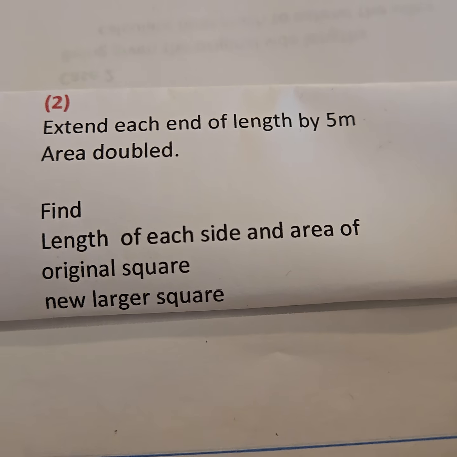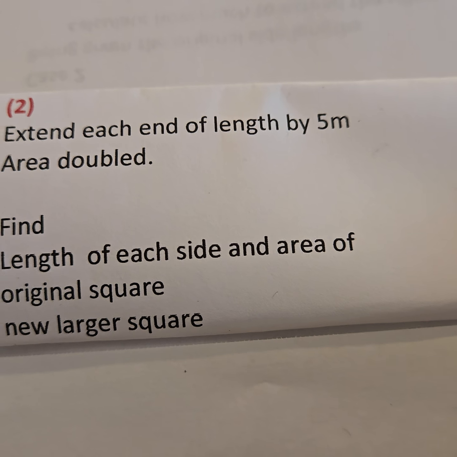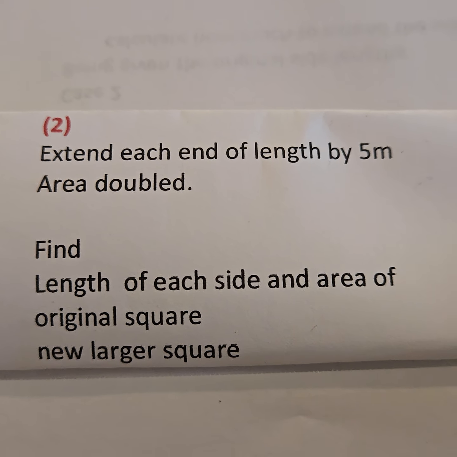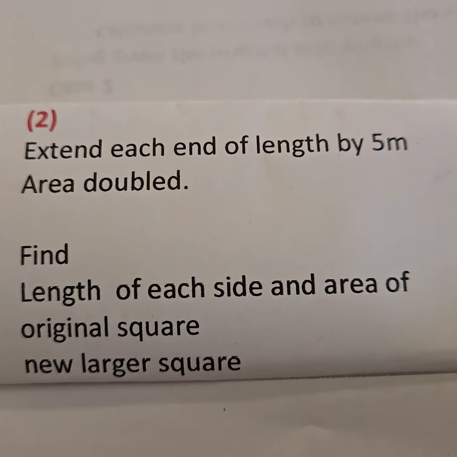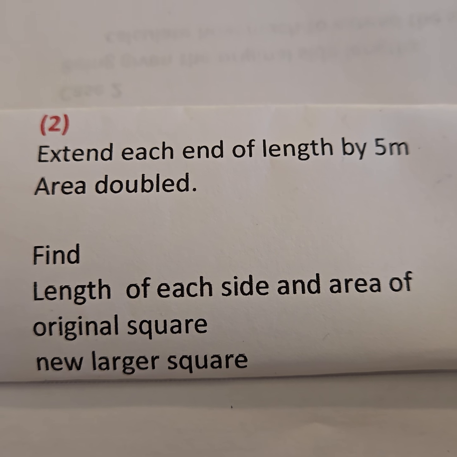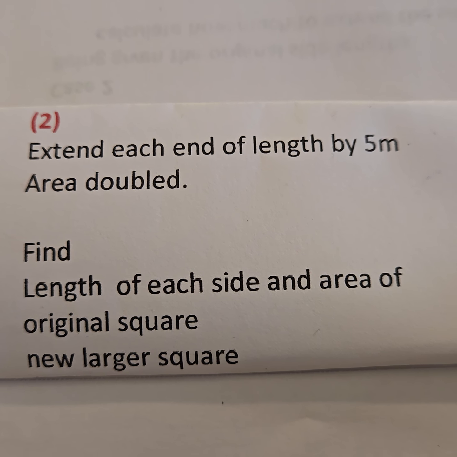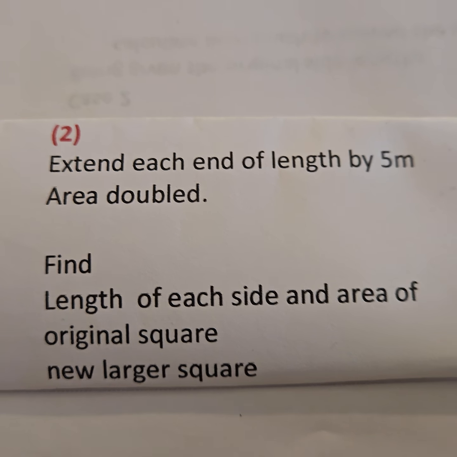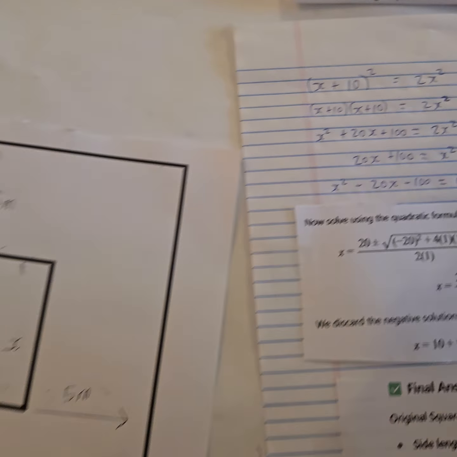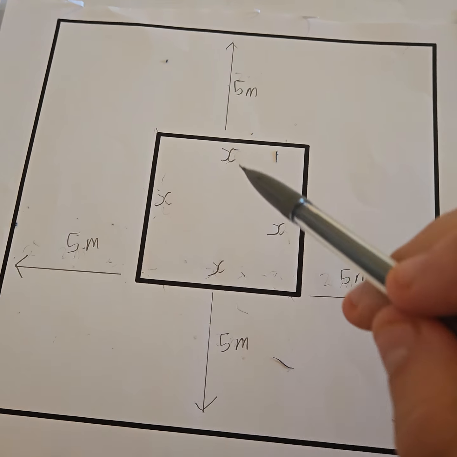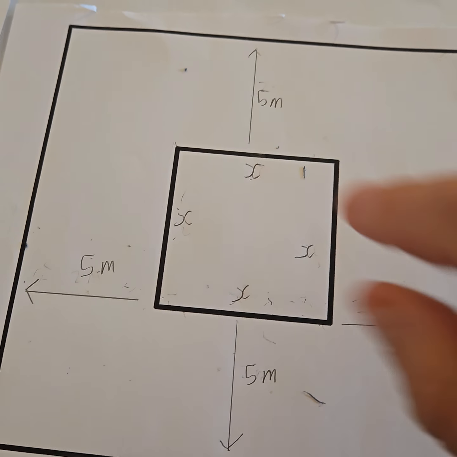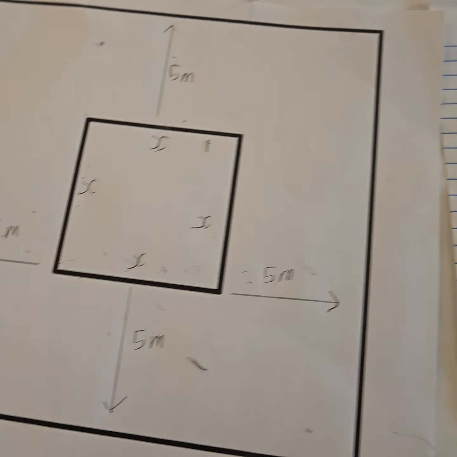So the question is, extend each end of each length by 5 meters and the area is doubled. Find the length of each side and the area of the original square and the new larger square. Okay, so find the length of each side and the area for the small square and the big square.